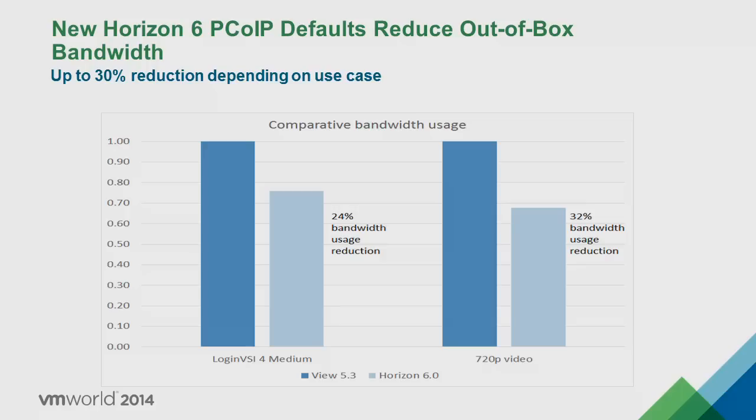On the right-hand side, we did another test. We ran a 720p video. Same performance improvements: we got up to 32% bandwidth savings. So for most customers, you can expect to be within that range.